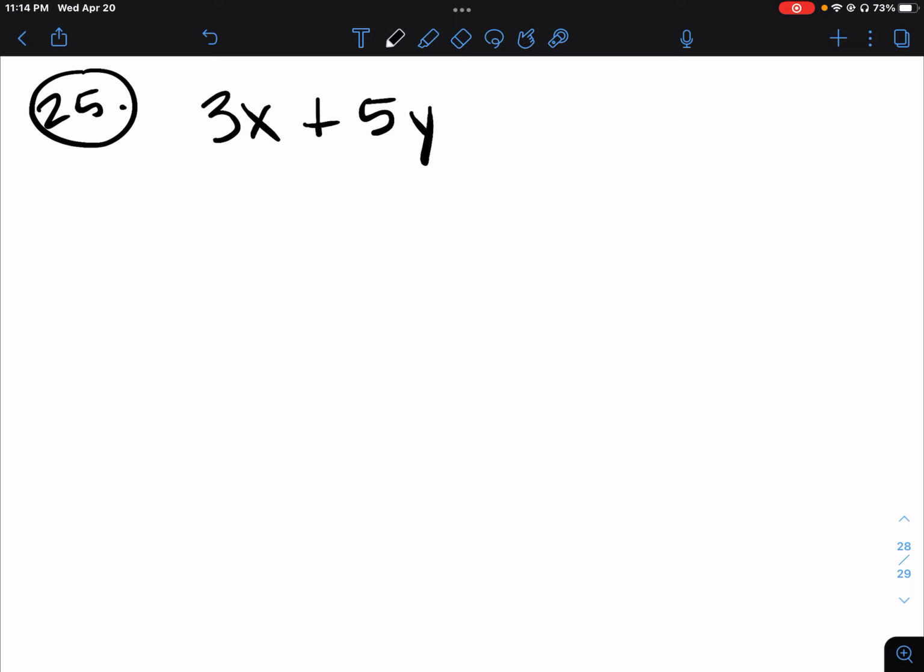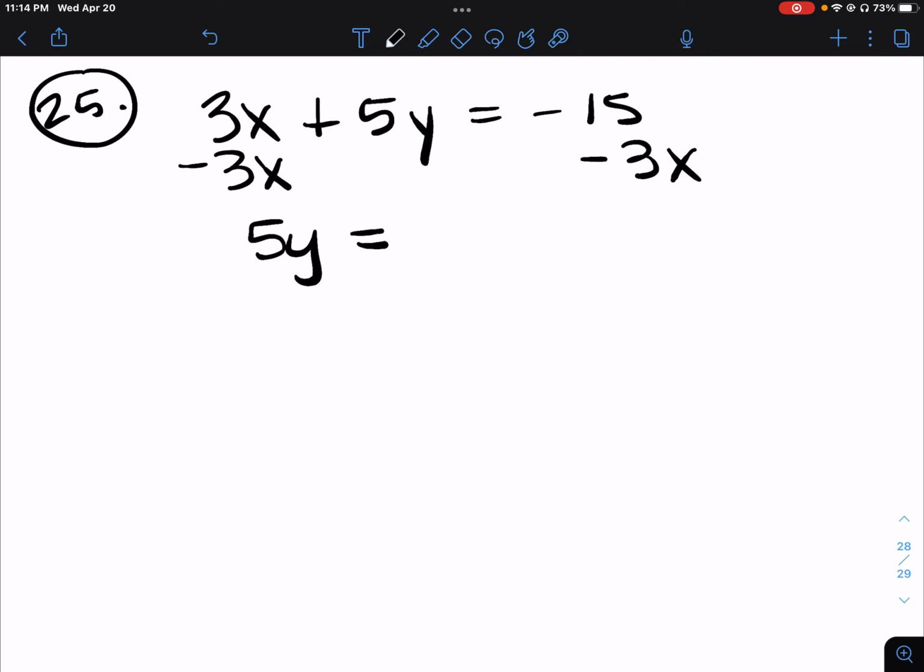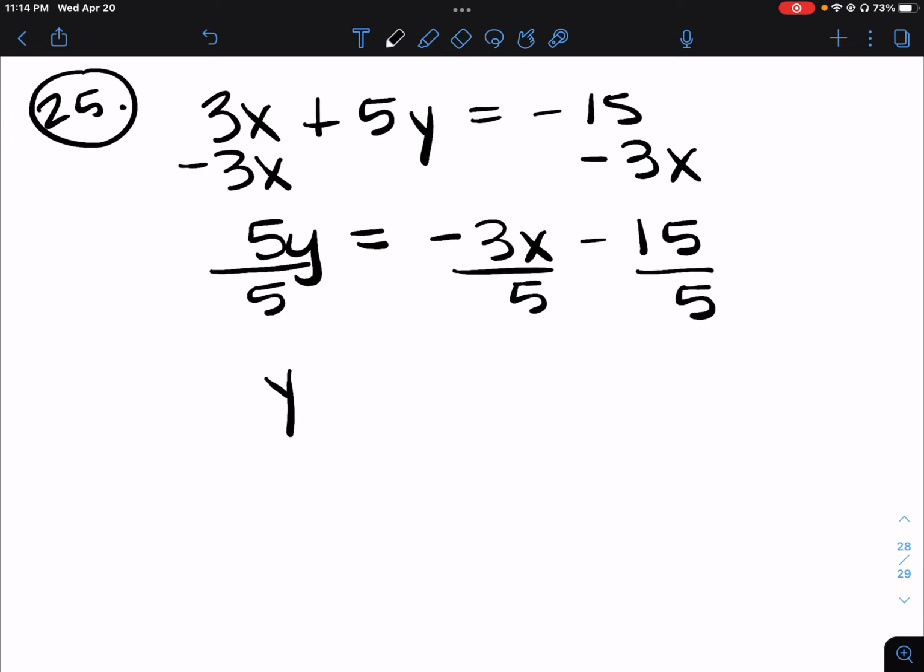Last, graph a line. We want it to be y equals. I like the x to be first, so I'm going to write minus 3x minus 15. Divide by 5. That's not a nice division, but the 15 is. So that's my equation: y equals negative 3/5 x minus 3.